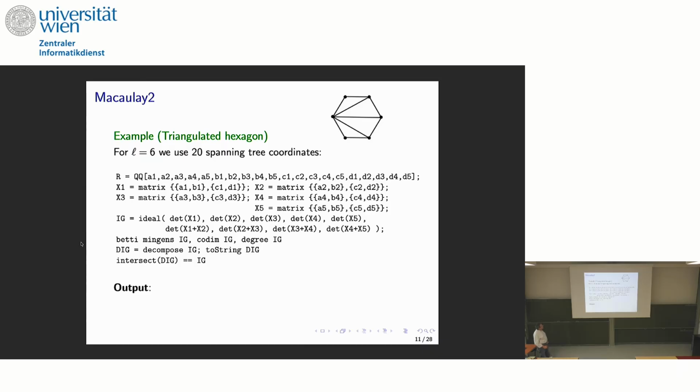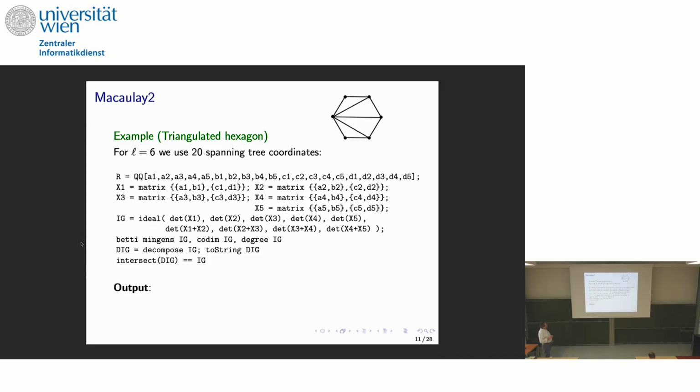So now let's use spanning tree coordinates. This means there are 20 coordinates. That's 4 times L minus 1, 20 of these. I call these coordinates A. So A1, B1, C1. Okay, so these are the matrices. So X1 is this 2 by 2 matrix with A1, B1, C1, D1. And then X2, and then X5. So I'm introducing in Macaulay 2 5 2 by 2 matrices with unknown entries that are called A and B and C and D.